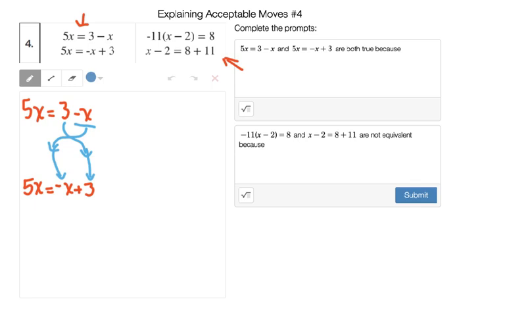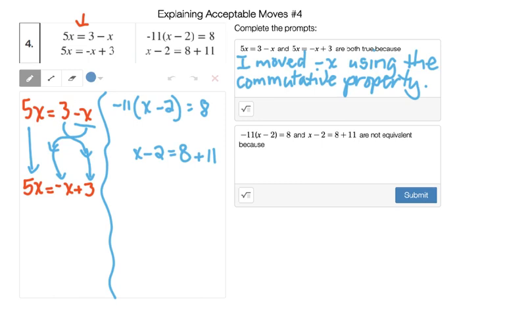So notice that on the left-hand side, the 5x stayed the same. We didn't do anything to it. We kept it there. And what happened on the right-hand side? Negative x or minus x went in front and plus 3 went in the back. Totally okay to do. It's easy a lot of times for students to see things more clearly. So that's what happened with the left equations.